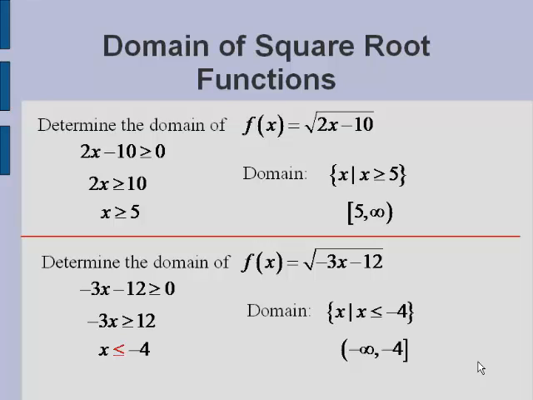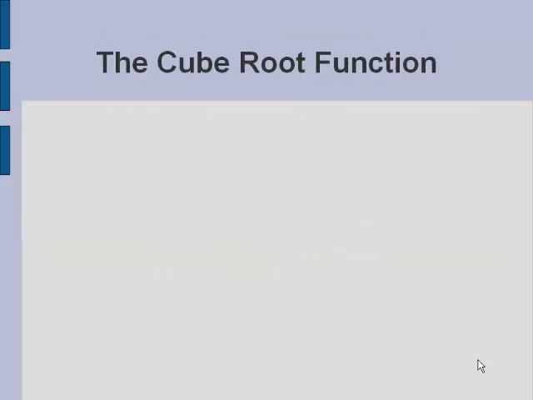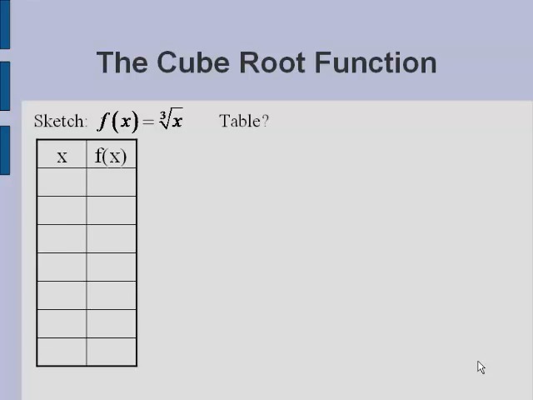Now that we've discussed the domain of square root functions, let's look at the cube root function real quick. So again, our goal is to sketch f of x equals the cube root of x. And again, I've done this several times before, so here's a good table to use with inputs of negative 8, negative 4, negative 1, 0, 1, 4, and 8.